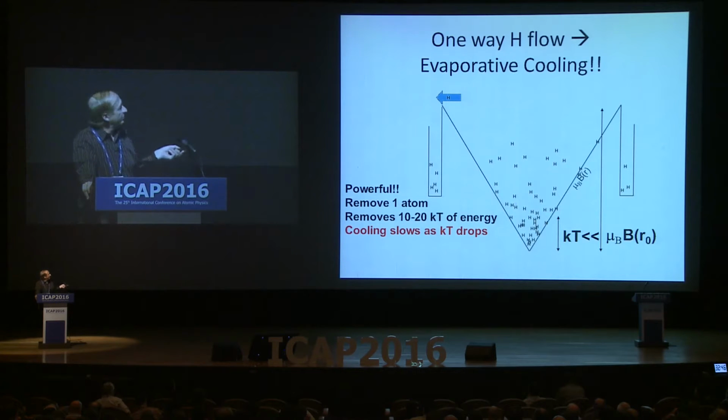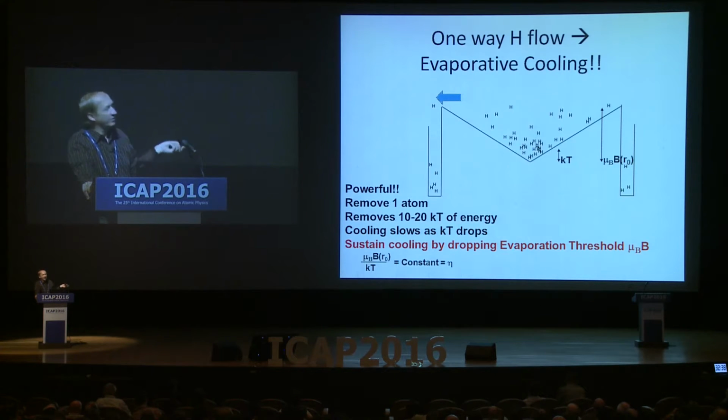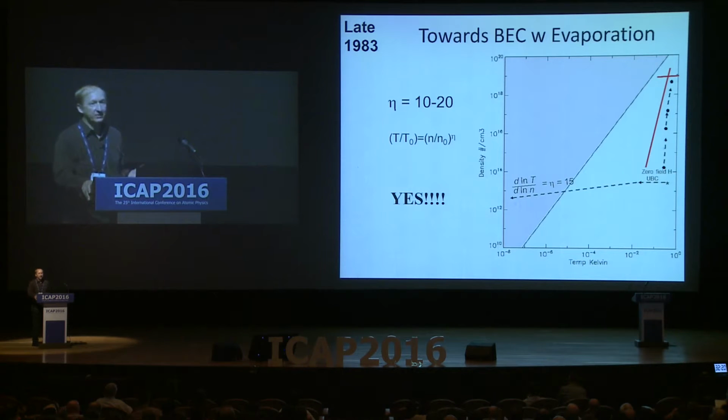So the problem again is, well, this slows because there's just too few atoms which are going to get up and over that threshold. But you can play a trick. You simply drop the magnetic field to sustain the cooling rate. So you can keep this ratio of evaporation energy, mu B over kT, constant, where this basically will just cool and chase the temperature down and down. And so I was ecstatic when I figured this out. And it means, again, with just a modest loss of density, one can go down, potentially all the way down to absolute 0. So this is exciting.